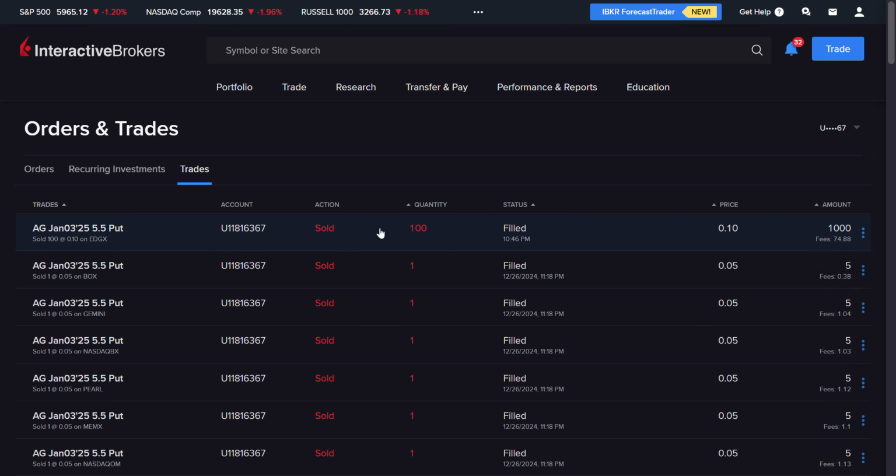So for this trade, I sold 100 contracts of AG, going to expire on January 3rd, 2025 at a strike price of $5.50. It's a put option at a premium of 10 cents, which will give me an amount of $1,000. That's 100 contracts times 10 cents times 100 shares. So that will be your total premium for this. Okay, so I think that's all for the introduction to options.